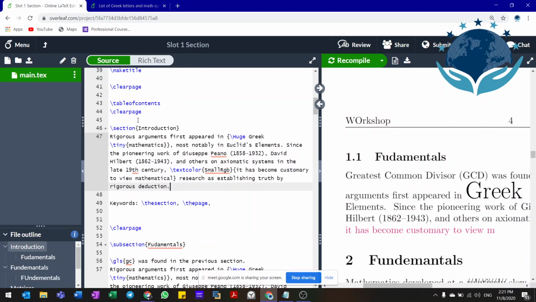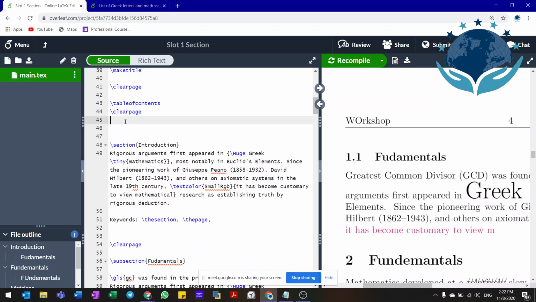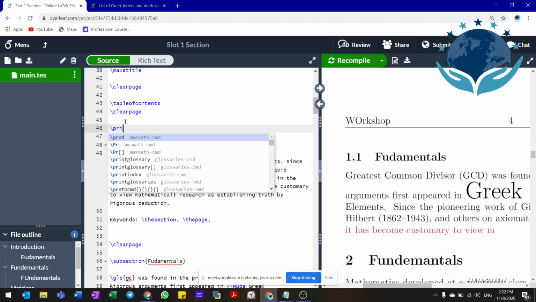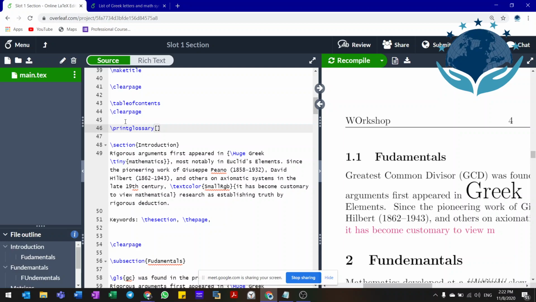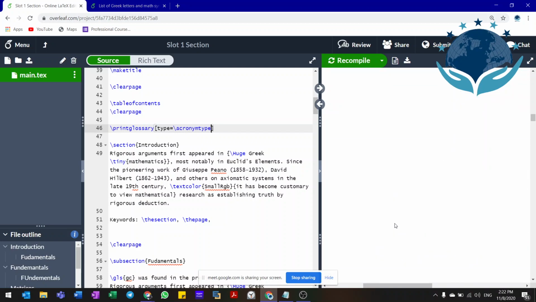And if we want to print the list of abbreviations, in many schools and colleges, even in legal documentation itself, we have to print those abbreviations. For that, you can use the function called print glossary. Here you can see the print glossary, and inside the square brackets, you can use type equal to acronym type. If you make it like that, you can see it has been displayed.